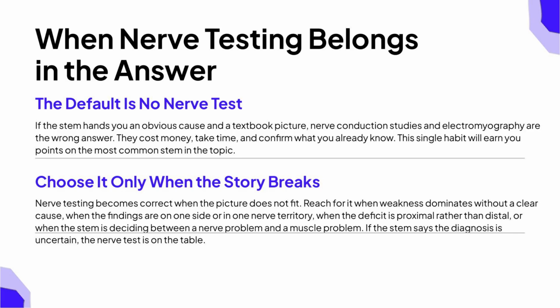So when does it become correct? When the story breaks. Reach for it when weakness dominates without a clear cause. When findings are on one side or in one nerve territory. When the deficit is proximal rather than distal. Or when the stem is deciding between a nerve problem and a muscle problem. The shortcut: if the stem says the diagnosis is uncertain, the nerve test is on the table.